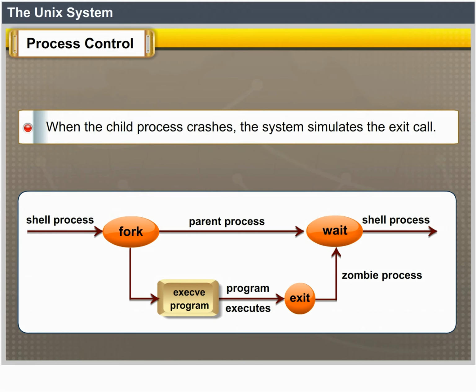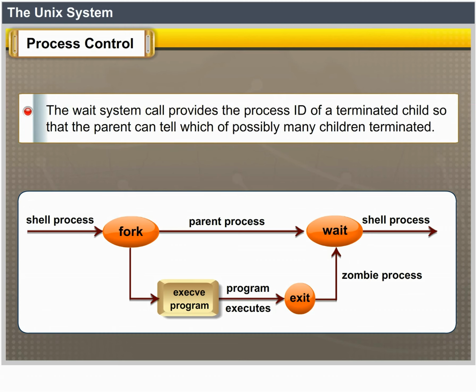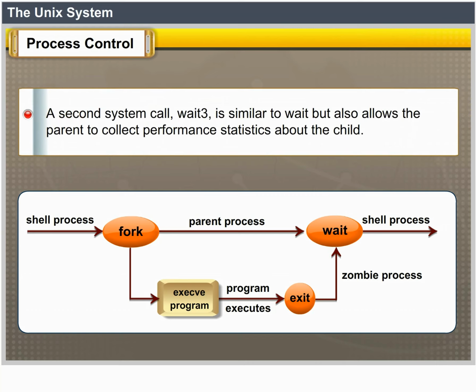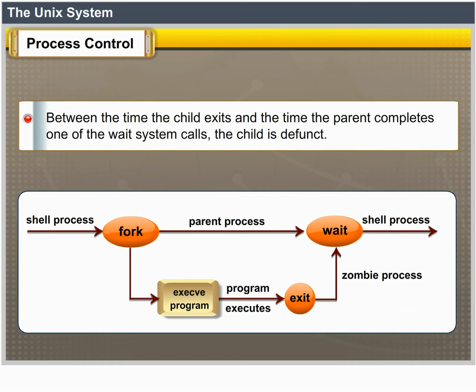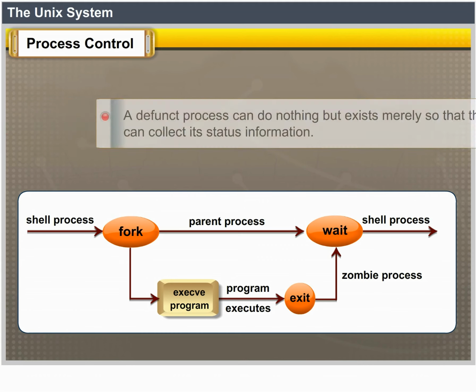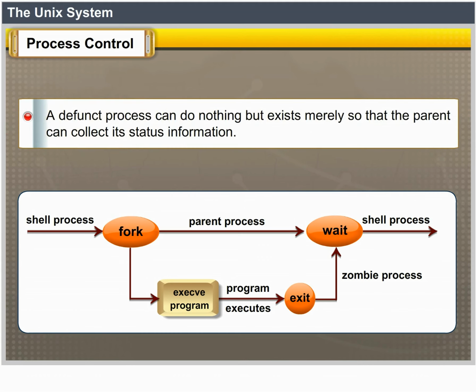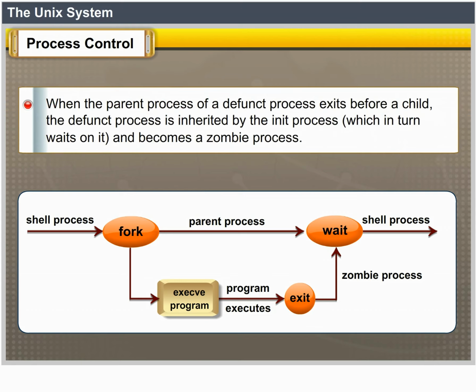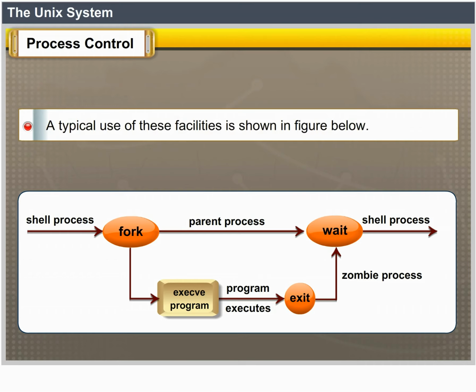The wait system call provides the process ID of a terminated child so that the parent can tell which of possibly many children terminated. A second system call, wait3, is similar to wait but also allows the parent to collect performance statistics about the child. Between the time the child exits and the time the parent completes one of the wait system calls, the child is defunct. A defunct process can do nothing but exists merely so that the parent can collect its status information. If the parent process of a defunct process exits before the child, the defunct process is inherited by the init process, which in turn waits on it and becomes a zombie process. A typical use of these facilities is shown in the figure below.